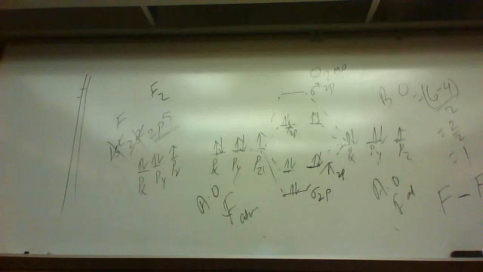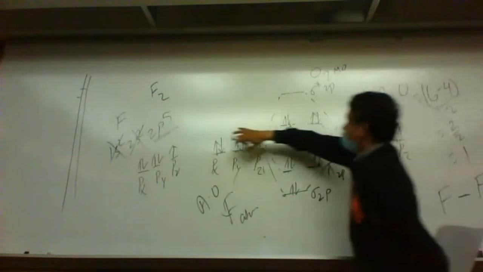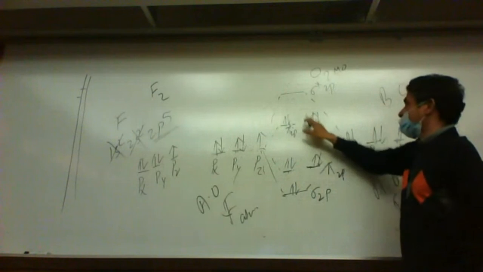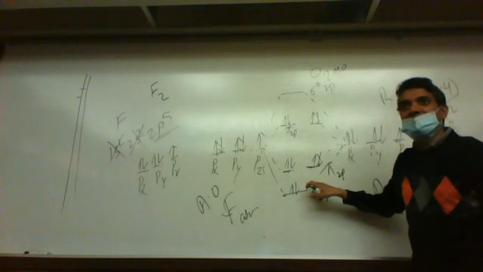Make sense? Did I make it clear? It's very easy, right? Now, how about the magnetic property? We don't look here, we don't look here. Look here. Is this a pair? It's a pair. It's a pair. There is no unpaired electron in the molecule, right?